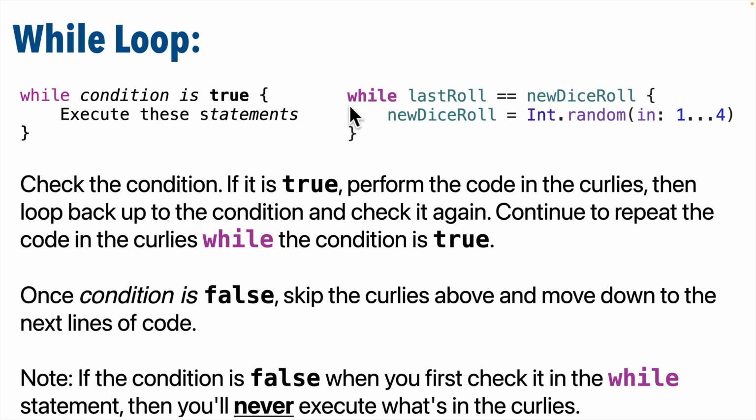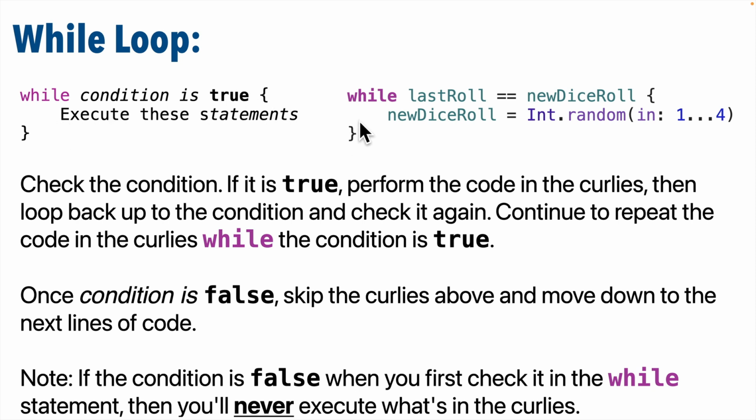Now the while loop looks pretty familiar. It looks like an if statement without an else or an else if clause. We just have the while keyword instead of the if keyword. And like an if statement, we check a condition that returns a Boolean value, either true or false. And if it's true, we execute what's inside the curlies. But here's where things are different.